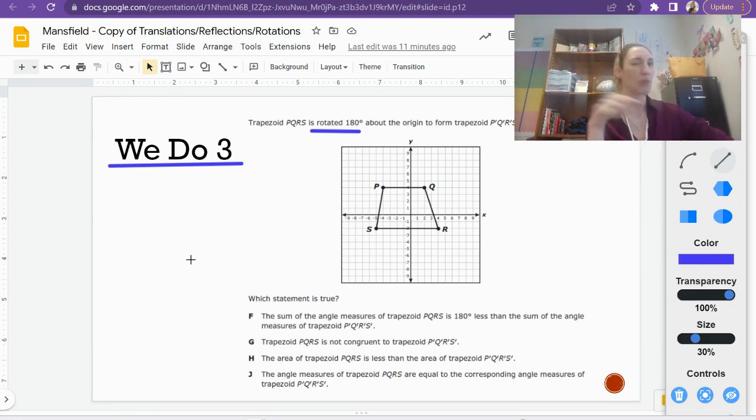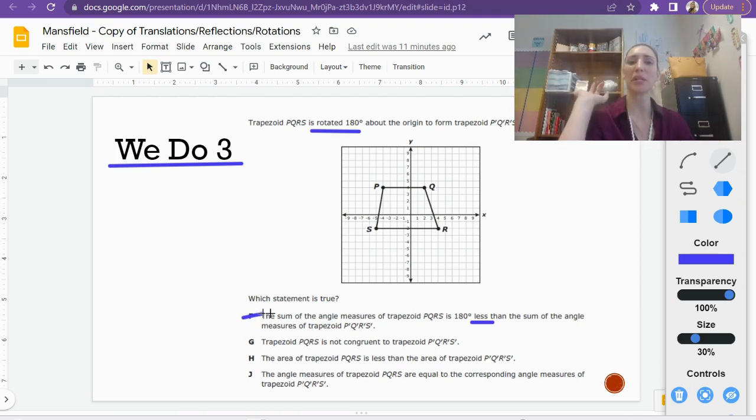Rotated 180. The direction doesn't matter because it always ends up in the same place. The sum of the angle measurements of the trapezoid is 180 less. Oh my gosh, we've talked about that. Nothing less, nothing more. For crying out loud, F is already wrong. I'm not even going to finish reading.